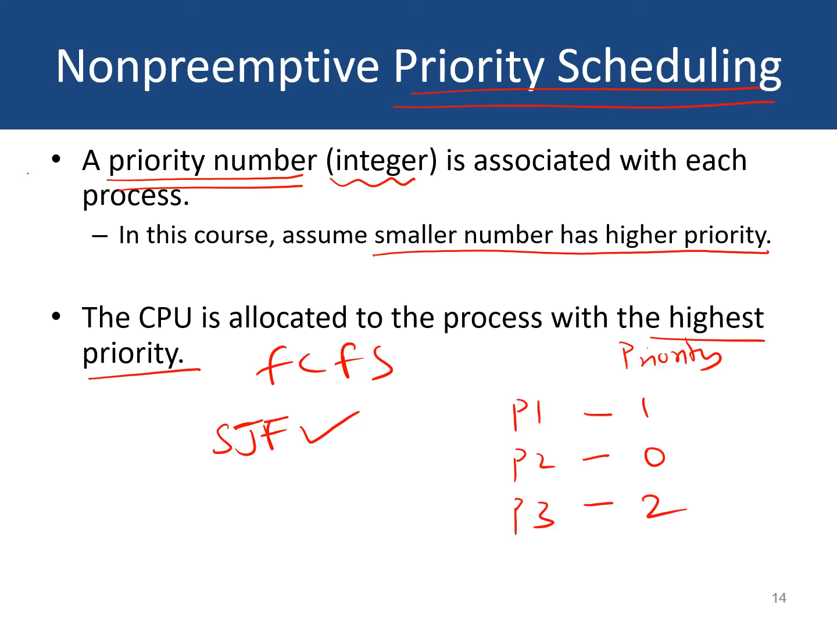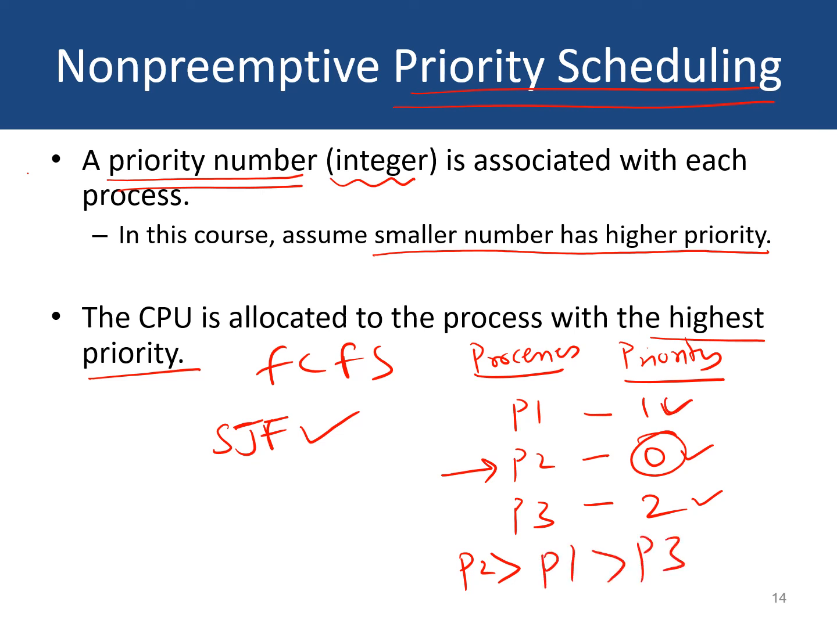So for instance, let's say these are some processes in our system, and here are the corresponding priorities. P1 has a priority of 1, P2 has a priority of 0, and P3 has a priority of 2. So according to our convention, P2, which has the smallest priority number, has the highest priority, followed by P1, which has a priority of 1, followed by P3. So P3 has the lowest priority here because it has the highest priority number amongst all the three processes in this example.